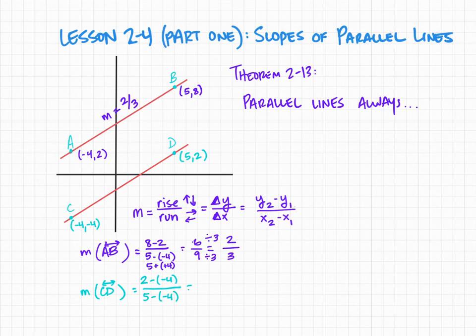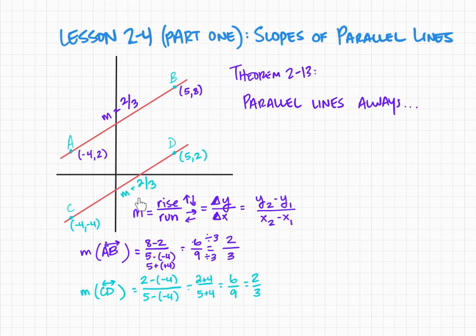Okay, 2 minus negative 4 is going to be the same as 2 plus 4, and 5 minus negative 4 is going to be the same as 5 plus 4. So here we have a slope of 6 over 9, and we already reduced that. We know that comes out to be 2 over 3. So the slope of line CD is 2 over 3.